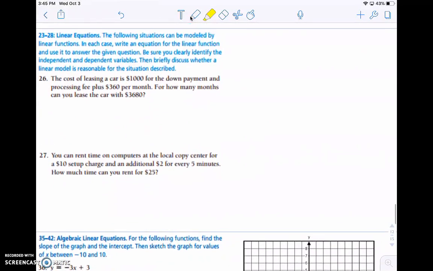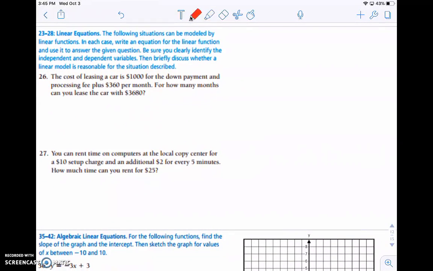So now let's just end with a handful of problems here dealing with linear functions. Each of these can be modeled using linear functions. We're going to write that equation and use it to answer the question that is given. We want to be clearly identifying our independent and dependent variables, and then discuss whether or not the linear model is reasonable for the situation that we're given.